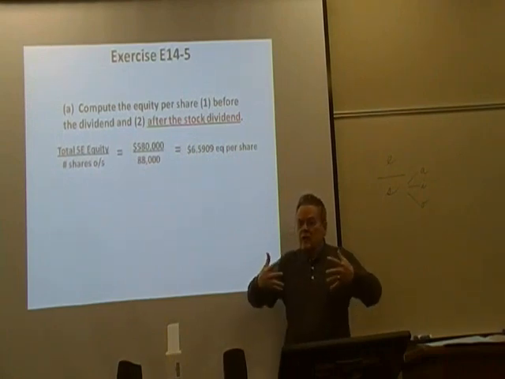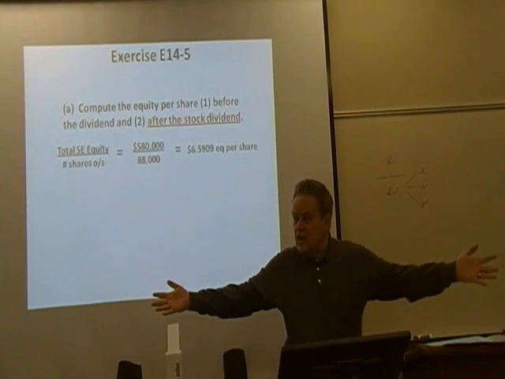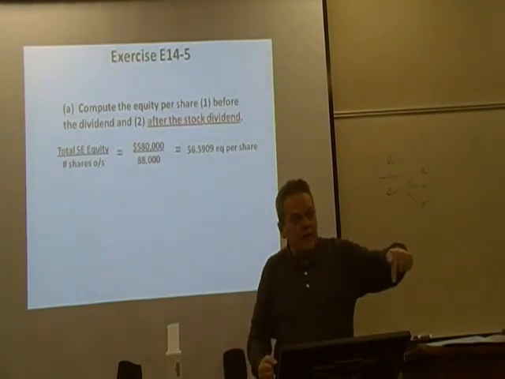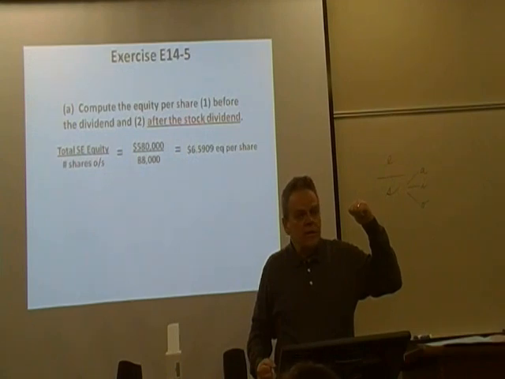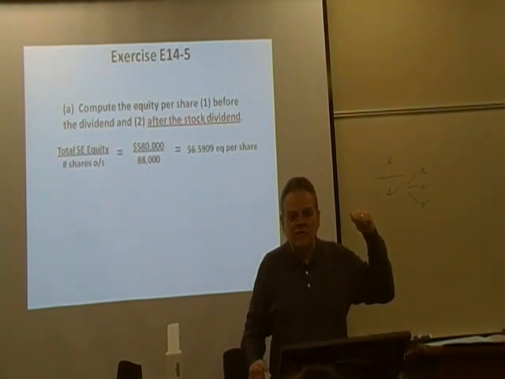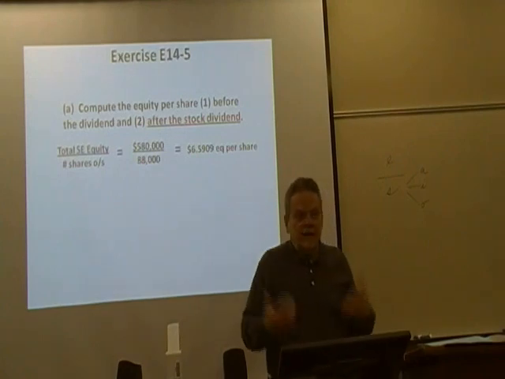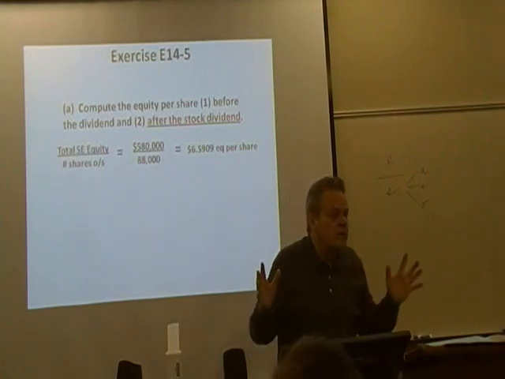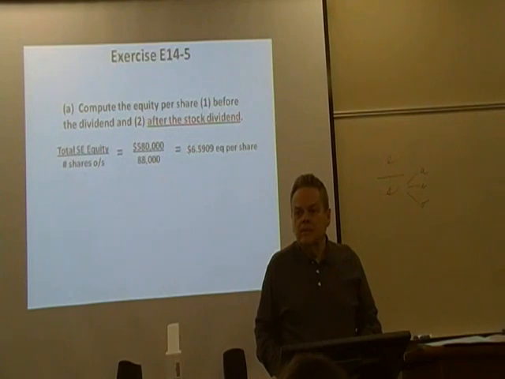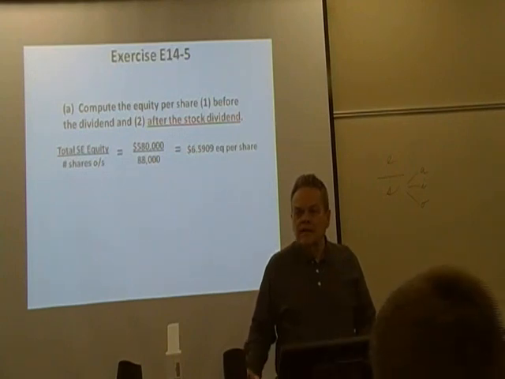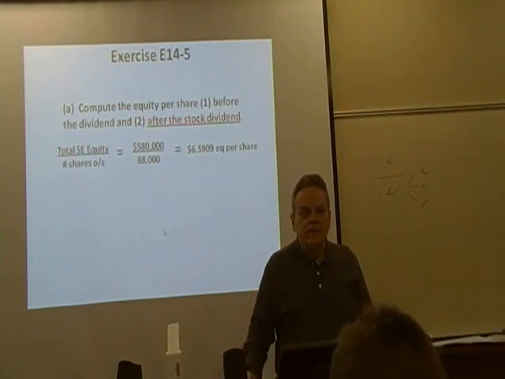So I've got the same amount of equity spread over more shares. It would make sense that it would go down. That number before the dividend was, anybody remember? $7.25 claim on assets per share. Now it's about $6.60. You see the number.